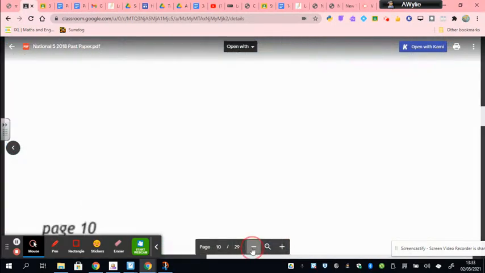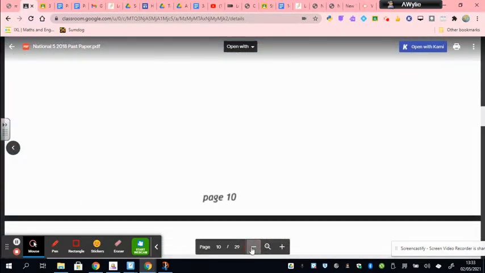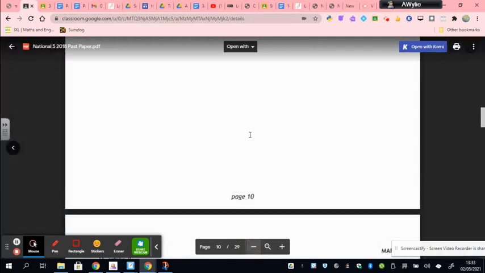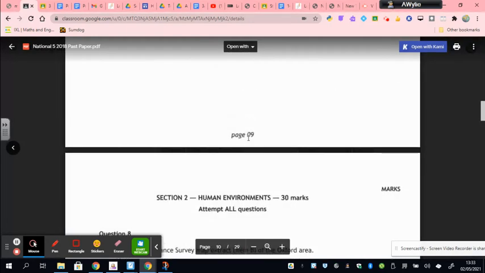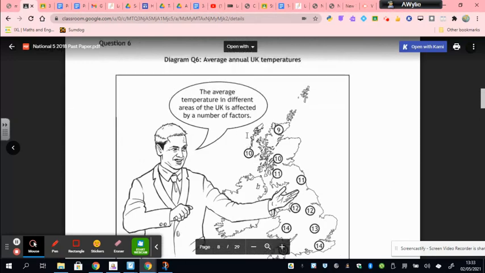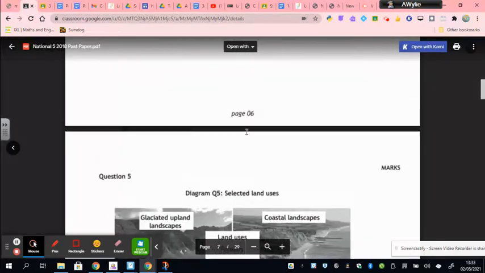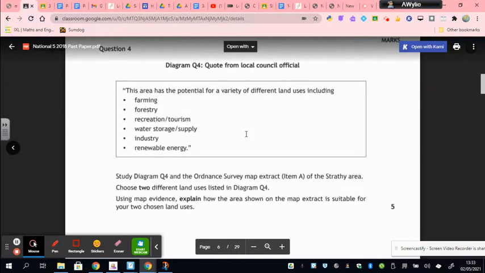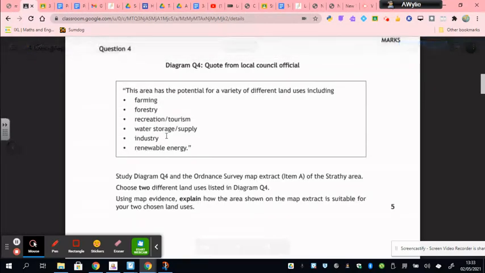And if I just zoom back out and show you the question, then thinking about those land users, thinking about the possible conflicts that are likely to happen. And you'll have learned about different conflicts that happen between different land users. And then lastly, using map evidence to support those conflicts.